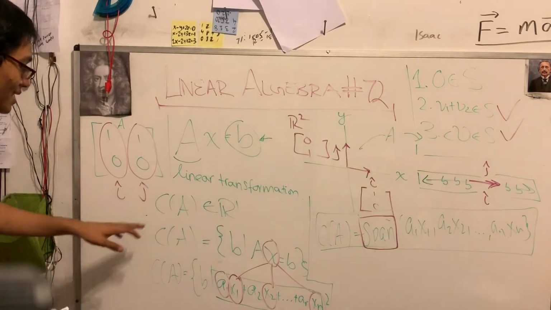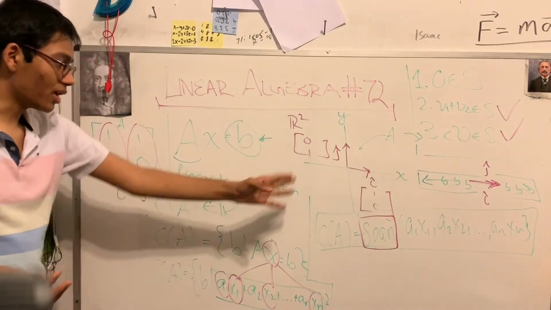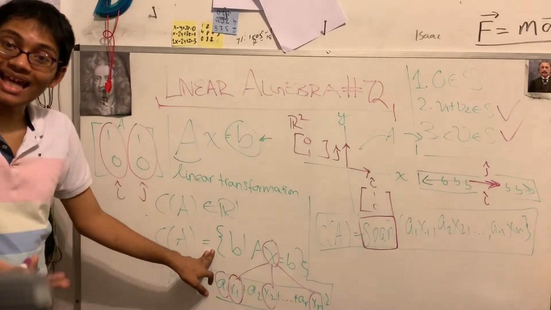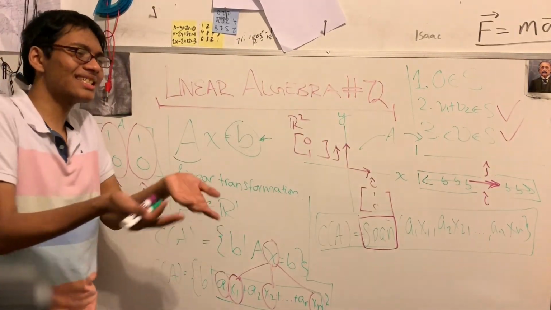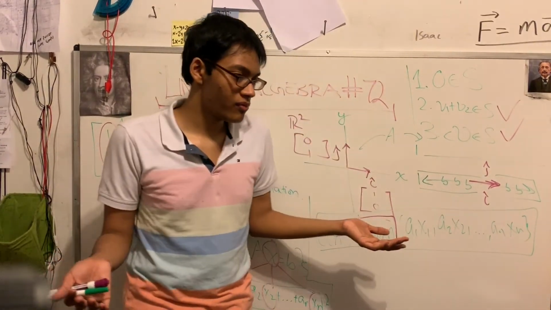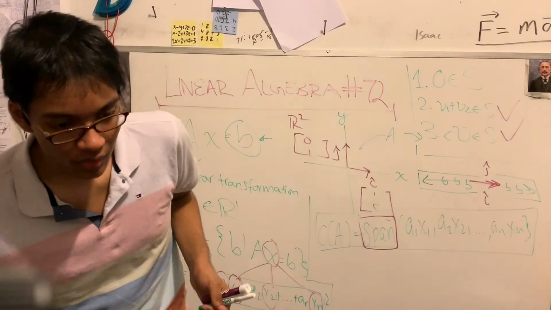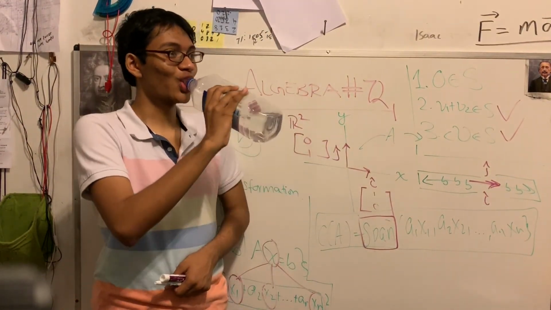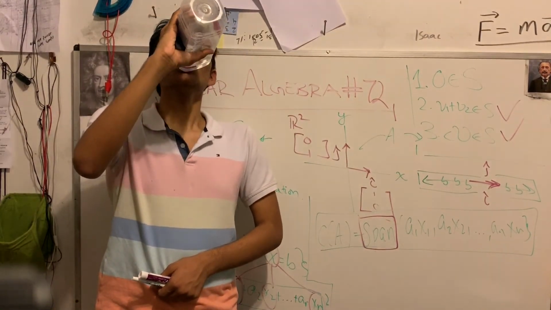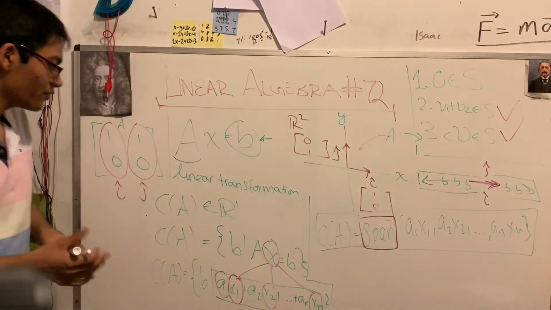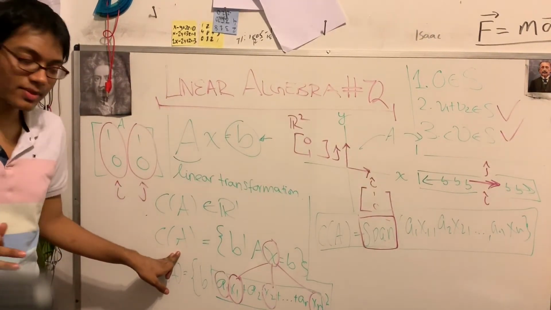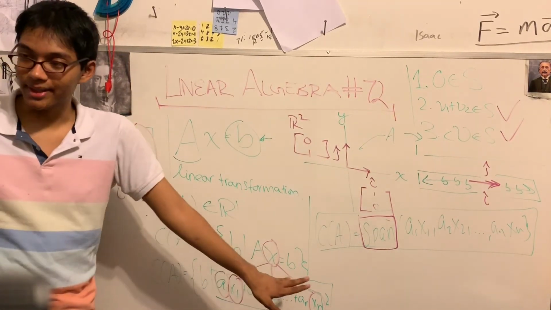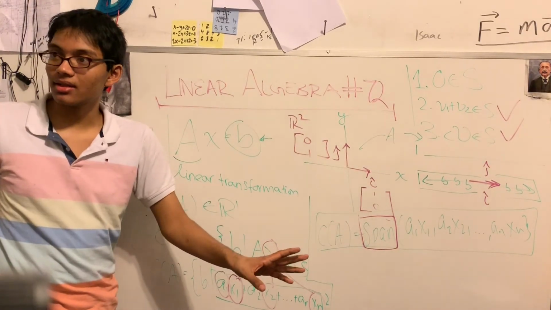And then what did we do? We said that C of A is the set. The column space is a set. What is a set? A set is a group of elements. For example, if I take this water bottle, there's a set of atoms inside of it, which I will now drink. The column subspace is a set of all vectors B such that AX equals B. Hopefully that makes sense so far.